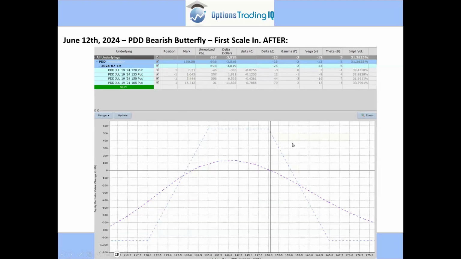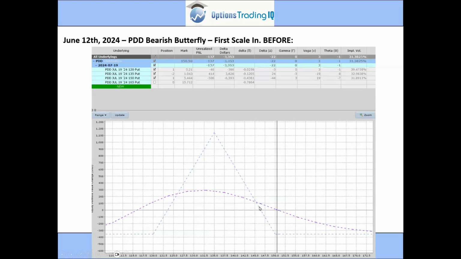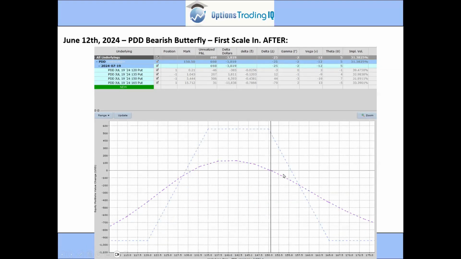That's our after image. We've moved our break-even price a little bit further up to about 157. If we go back to the before, our break-even price was about 146. We've extended our break-even price on the upside, added some extra capital to the trade. Delta dollars hasn't changed too much. And now we're still looking for just a little pullback in towards the middle to lowest end of our structure.